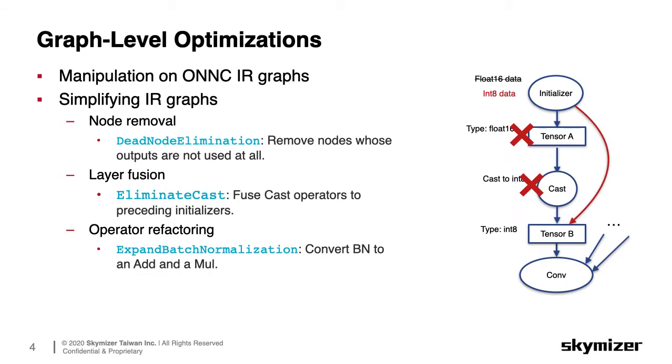One example of layer fusions is eliminate cast. In eliminate cast, if a cast operator follows immediately after an initializer, then it will be merged into that preceding initializer.